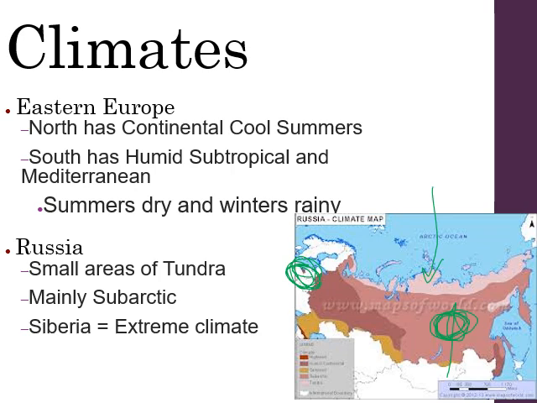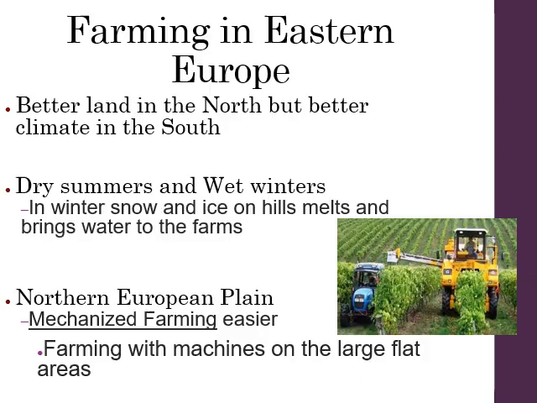Now, all throughout Siberia, which is this entire, like, 2/3, 3/4 of Russia, there's a really extreme climate. Their winters are very long, their winters are very cold, and also very dry. In European Russia, however, that's where the continental cool summer climate is, like we have here in Minnesota, and that's where most of the people live, because it's the best climate that Russia has.